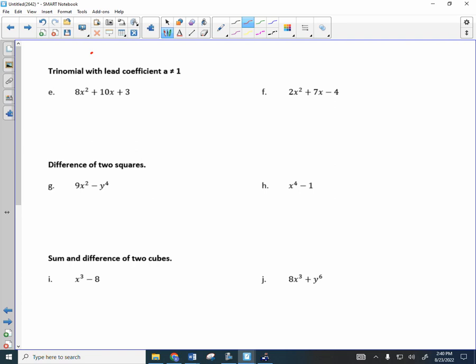But I have 8x squared plus 10x plus 3. I use the guess and check method. So I know I have 3 times 1 on the end, and this will be either 8x and x, or it will be 4x and 2x. What would you like to try? All right, let's try the 4x and the 2x. So it's going to be a 1 and 3, or a 3 and a 1. Any thoughts?